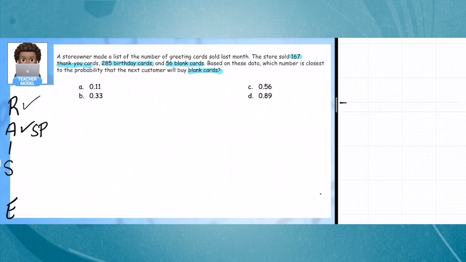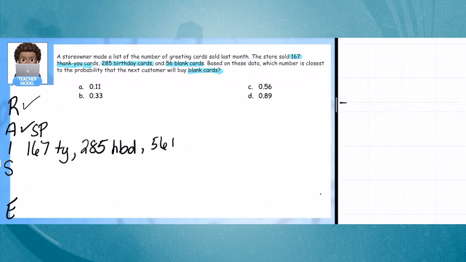Our key information, we know that there are 167 thank you cards. There are 285 happy birthday cards. And we know we have 56 blank cards. And we are looking for the probability that the next one will be blank. Okay, so here's my strategy. I need to figure out the total number of outcomes. That means I'm going to add up all 3 sets of cards.